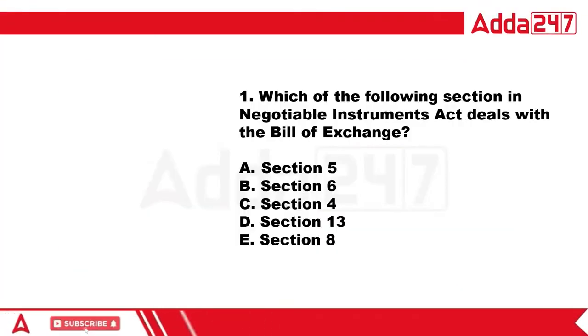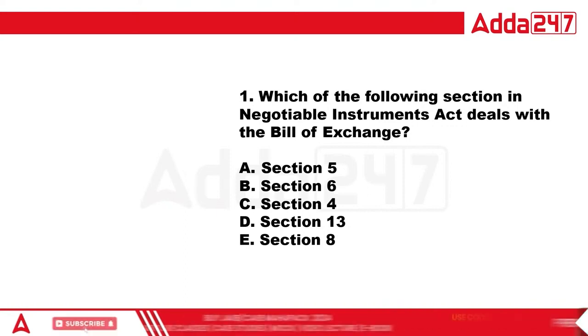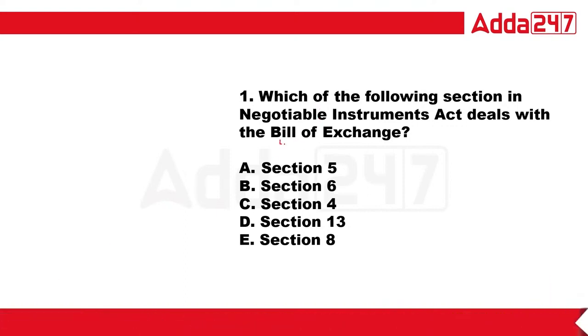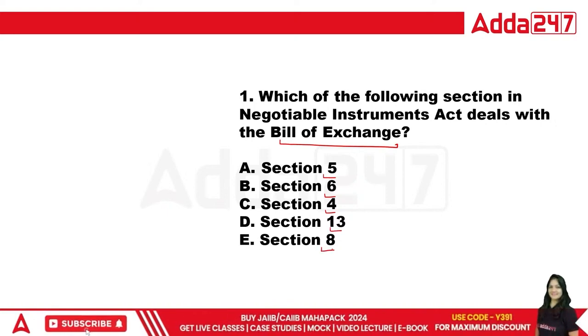Okay, now let's do the question. Number one question: which of the following sections in the NI Act deals with the Bill of Exchange? Is it section 5, 6, 4, 13 or 12?